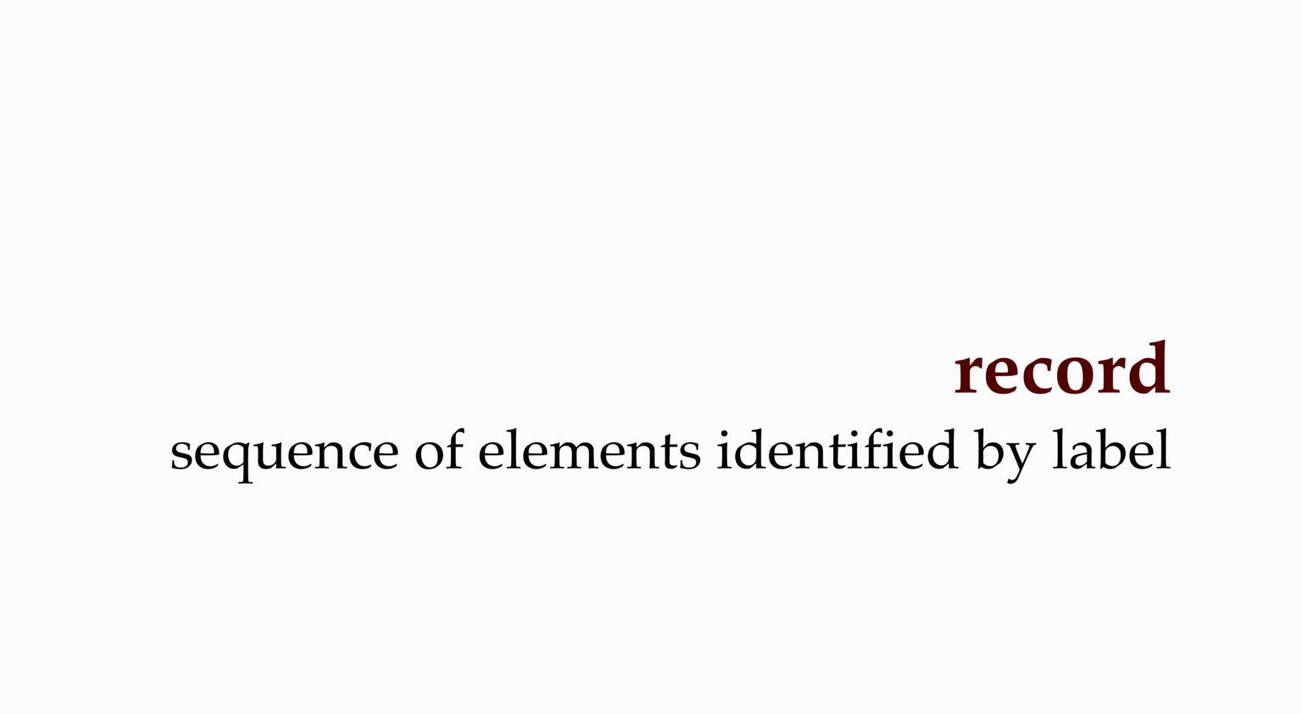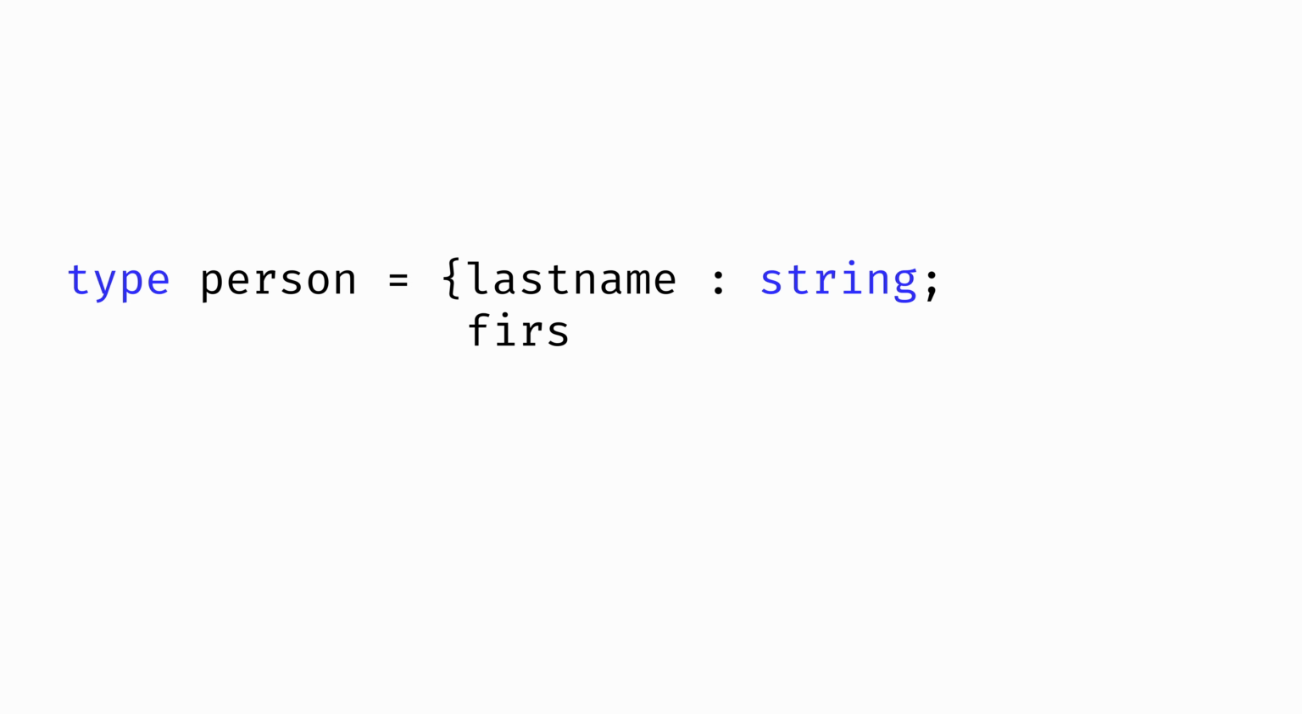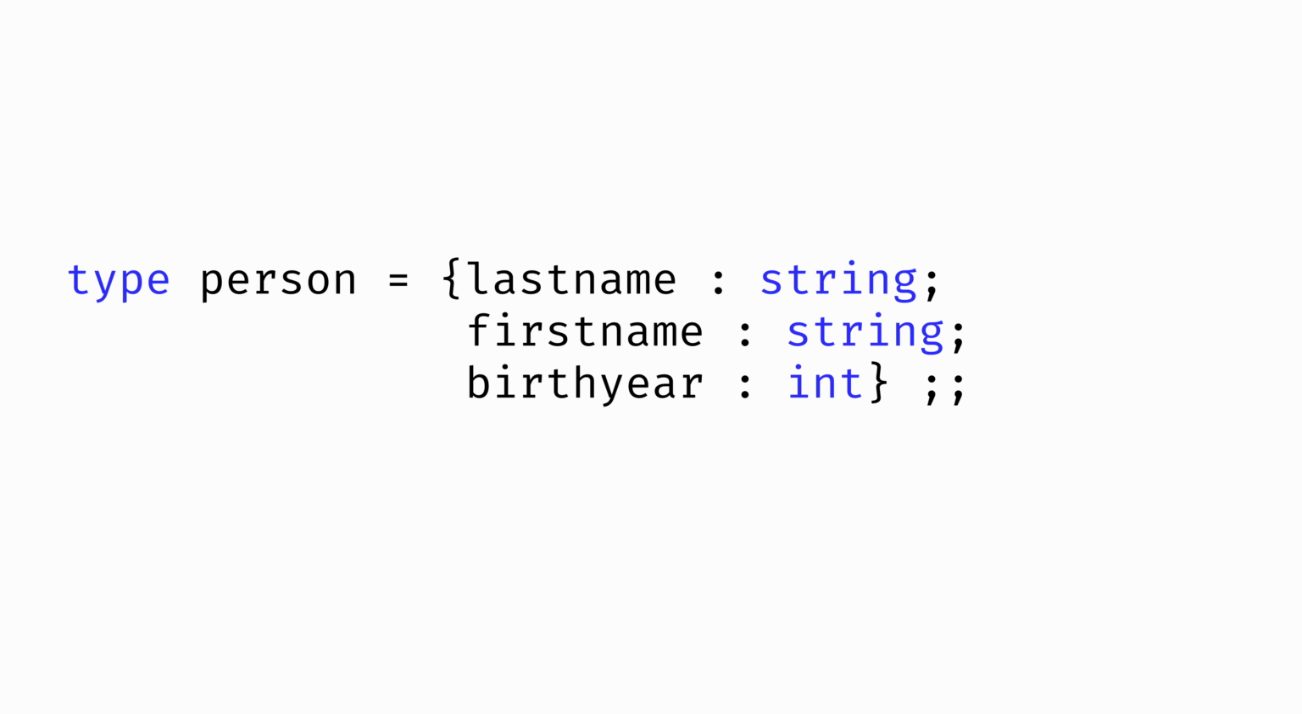Records are an example of user-defined types, where we get to define a new type that's not already built into OCaml. There will be other examples of user-defined types we'll explore later too. Here's how we might define a new type called person. Person is a record type, and each person record will contain 3 fields: a last name, which is a string, a first name, which is a string, and a birth year, which is an int.